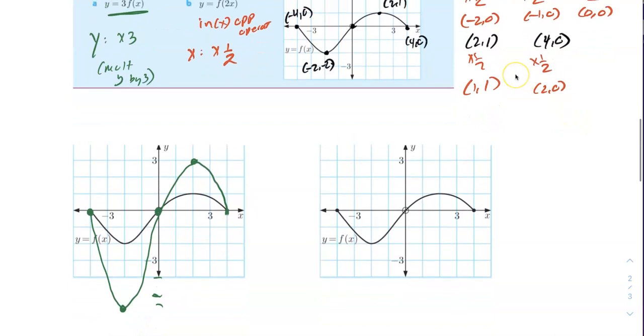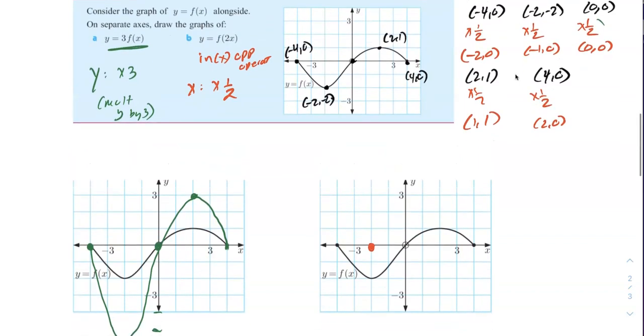If we plot those points, (-2, 0), (-1, -2), sorry. (-1, -2). And then (0, 0) stays the same. And then (1, 1), and then (2, 0). You get a graph that looks like this. Right, so it got shrunk horizontally by a factor of 2. So that's what happened. So it all got shrunk in. So that's how I do a horizontal shrink and stretch.